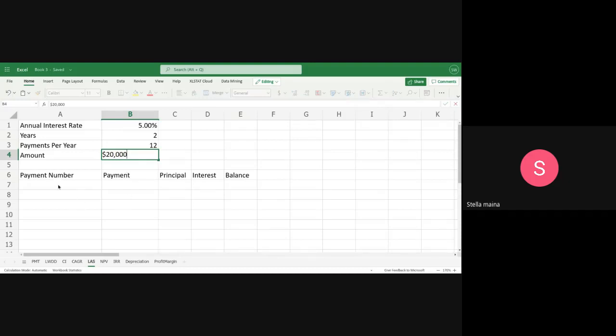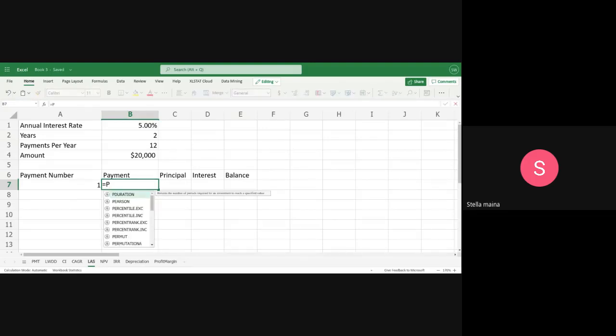Let us first start with the first payment. What will be the first payment? Here we shall use the PMT function. So we're just going to say PMT. This is something we have done. We are going to start with the annual interest rate. Since you're finding it for monthly, we're going to divide the annual interest rate by 12, multiply the years by 2, and get the amount.